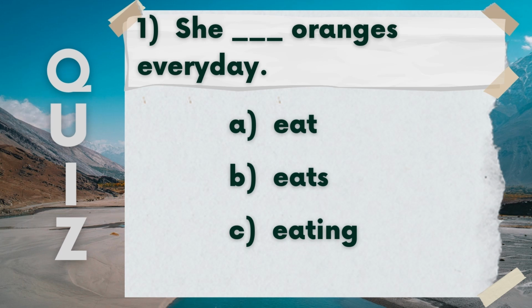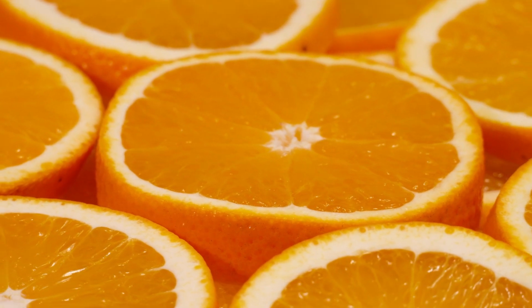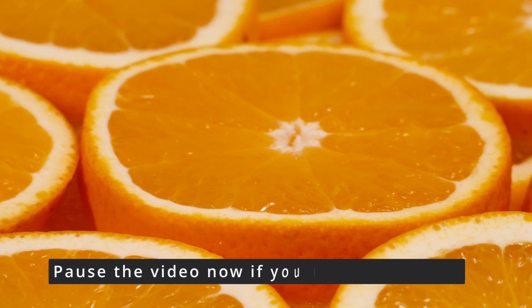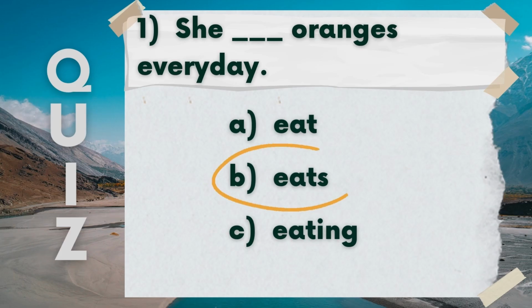Now let's check our understanding. Question 1. She blank oranges every day. A, eat. B, eats. C, eating. If you said eats, you would be correct. She eats oranges every day.